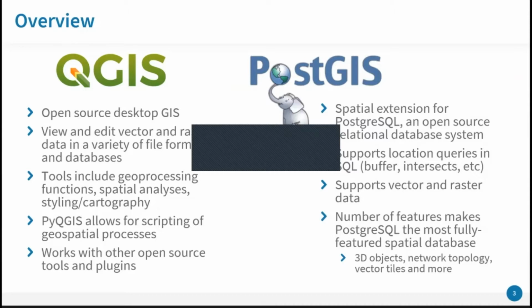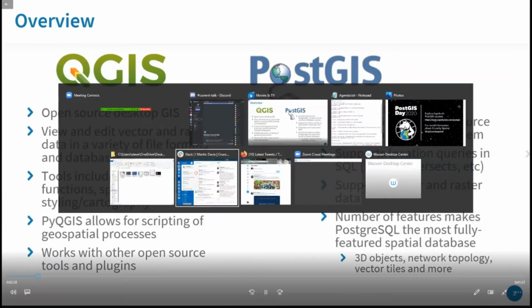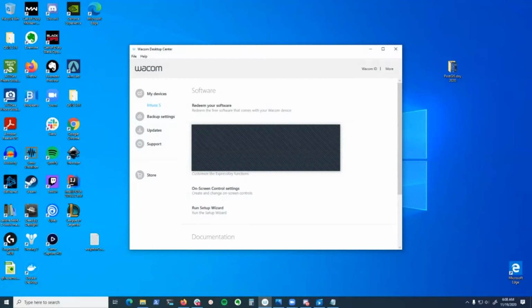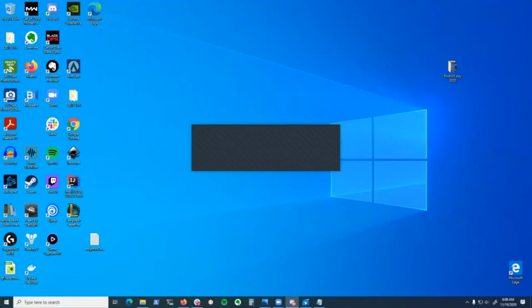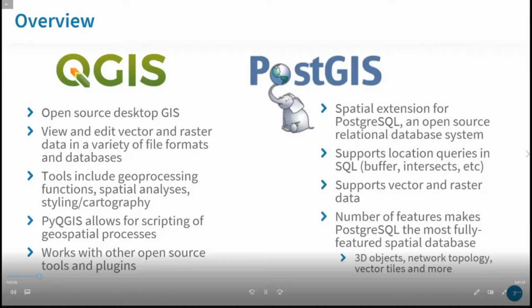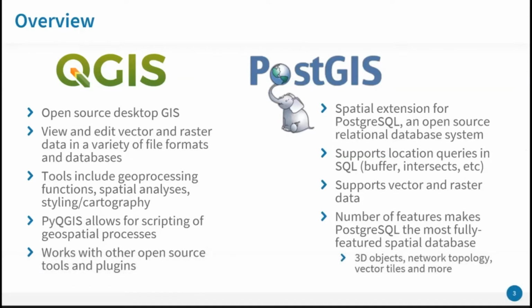PostGIS is a spatial extension for Postgres, which is an open source relational database system. It supports location queries in SQL, so buffer and intersects, supports vector and raster data, and really the amount of functionality that PostGIS adds to Postgres really makes Postgres the most fully featured spatial database out there.